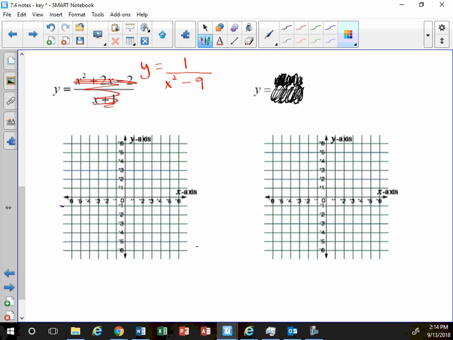Then your y-intercept. What do we know in that case? x is 0. That's the easy one. Just plug 0 in for x. So is there no x-intercept? Correct. No x-intercept, but you do have a y-intercept. We'll leave that up there.